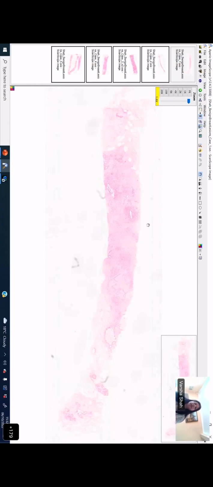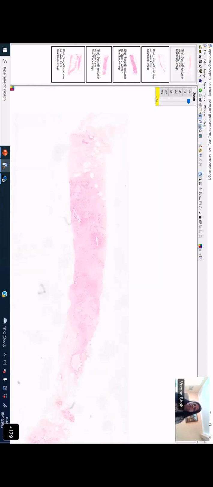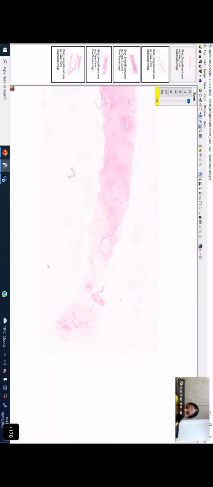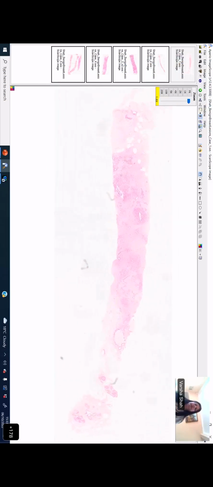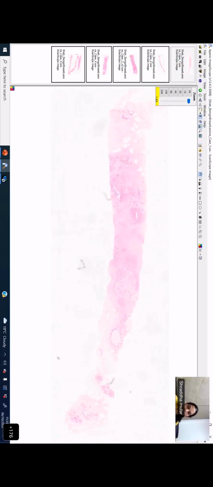Shraddha, would you like to describe this? Yes, ma'am. Ma'am, in this section, the study shows breast parenchyma showing one focus of a duct which is dilated, with periductal inflammation. Stroma shows dense fibrosis. Also shown are foci of ducts with eosinophilic material.